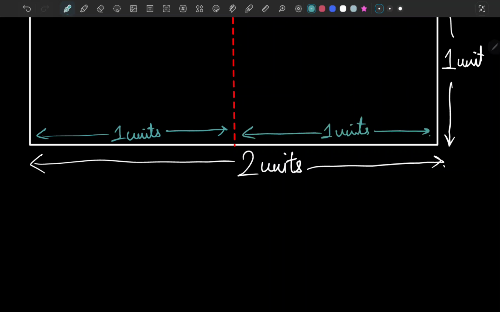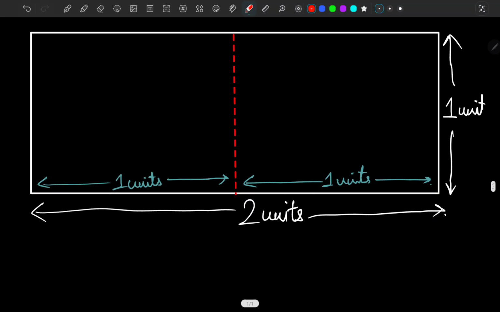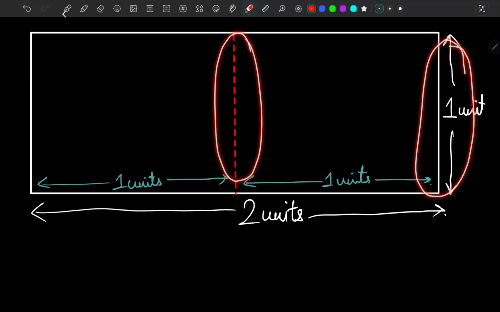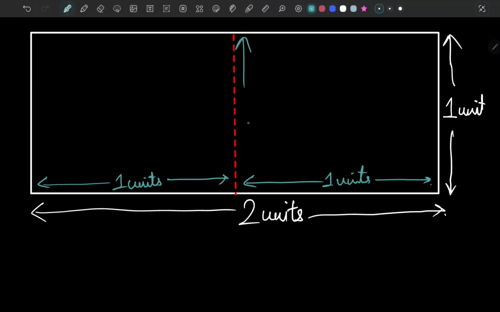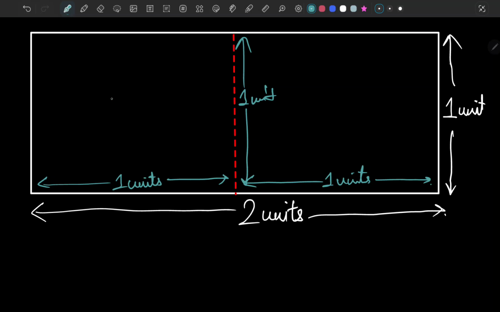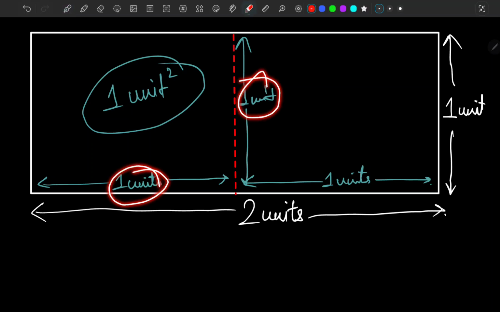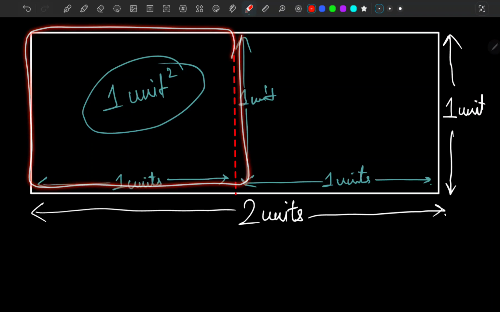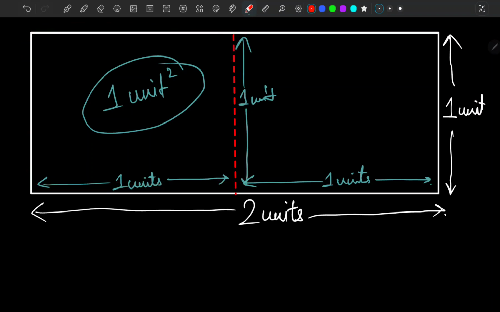Okay, so we did that. Again, look, the length of this is equivalent to this one, so basically it's also 1 unit. And if I talk about the area of this rectangle, it's just 1 unit squared. So basically 1 times 1, so it's 1 squared, or maybe you can say it's a square of side 1 unit.